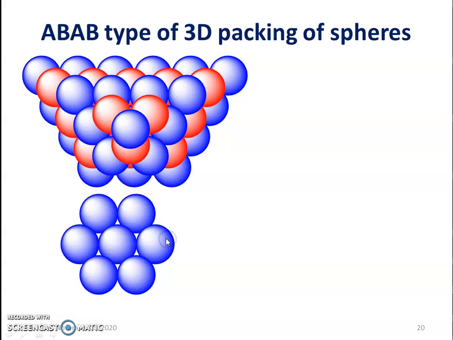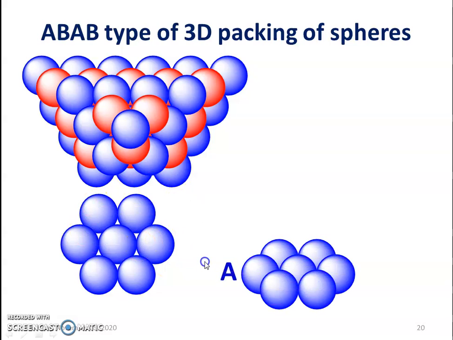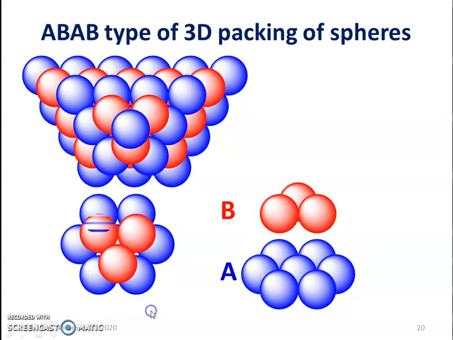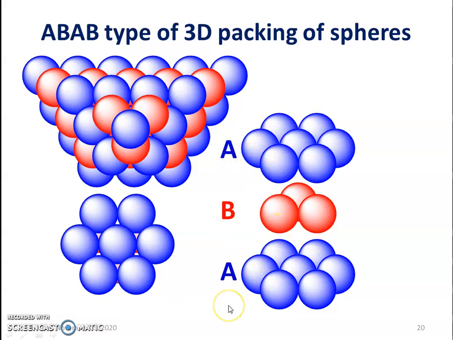Now consider the A layer. This is the side arrangement. This is the B layer, this is the side view, and again this is the A layer, and this is the side view. When we join the centers of these spheres, you can see there is a formation of a hexagonal arrangement.